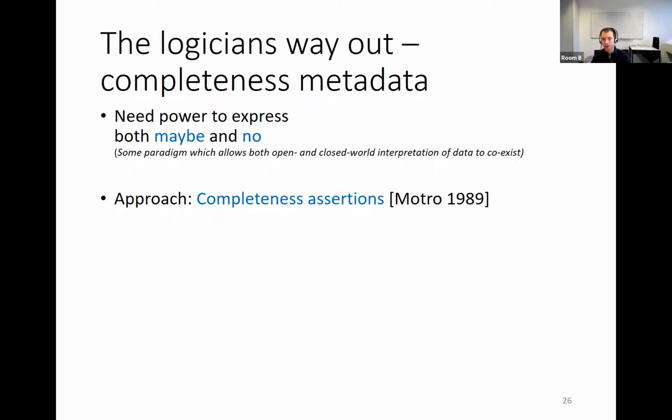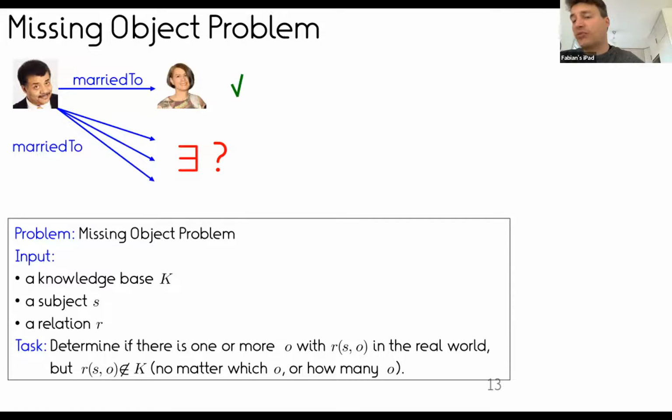Now, suppose you find on the web a picture of this scientist with some other lady, young lady, of course. So then you start to suspect maybe Neil was married to another young lady. That one is not in the knowledge base, but it might also be a true fact in the real world. And so in general, the problem is, given a knowledge base, given a subject, in this example Neil, and given a relation, so married to, do we have all the objects of that relation and that subject in the real world?